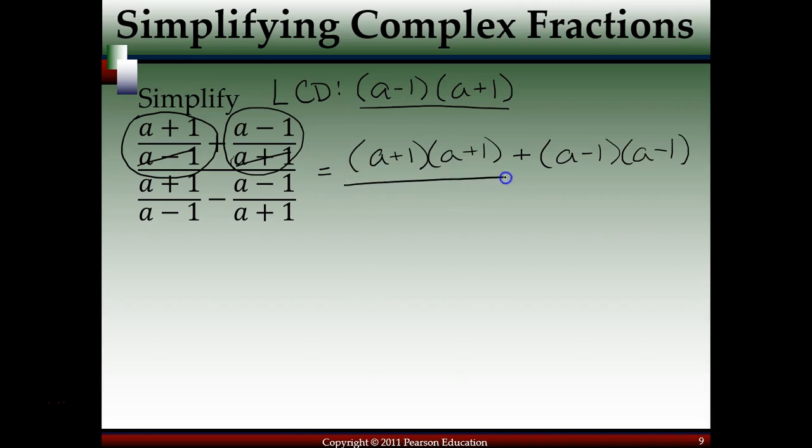And then that is all over, and it happens all over again. We have the a minus 1s cancel, and we have a plus 1 times a plus 1. Minus this time instead of plus. Again, the a plus 1s cancel, and we're left with a minus 1 times a minus 1.